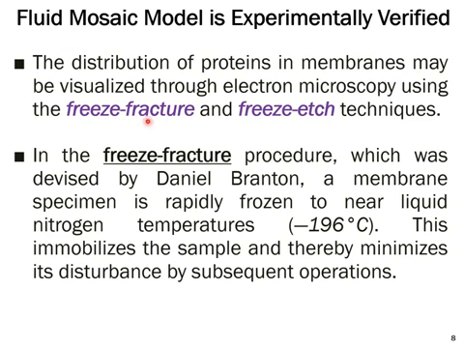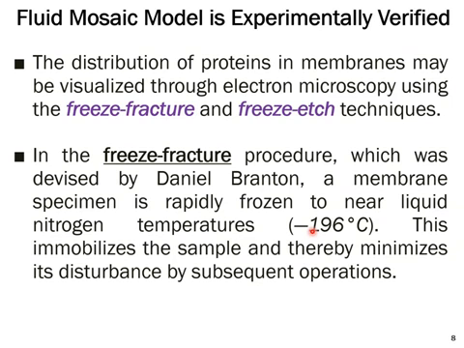So the first one is the freeze fracture procedure. In this procedure, which was devised by Daniel Branton, a membrane specimen is rapidly frozen to near liquid nitrogen temperature. So what is done in this technique? Freeze fracture. First is the freeze part. We freeze a membrane specimen very rapidly to a very low temperature, almost -196 degrees centigrade.